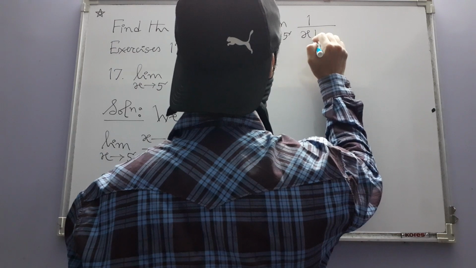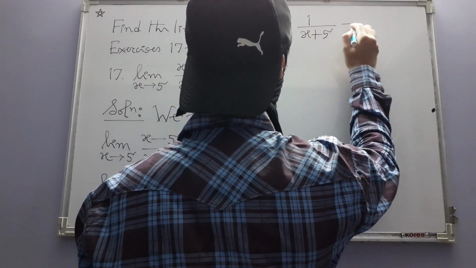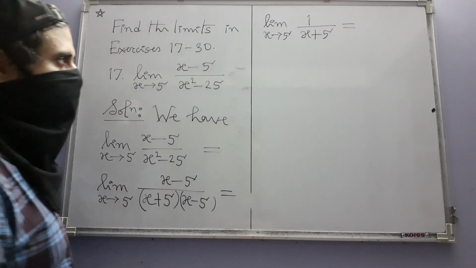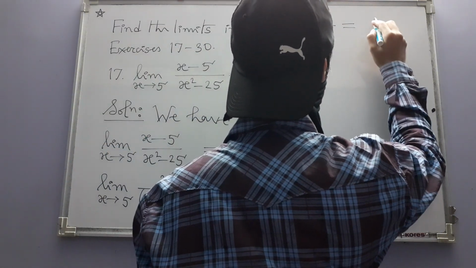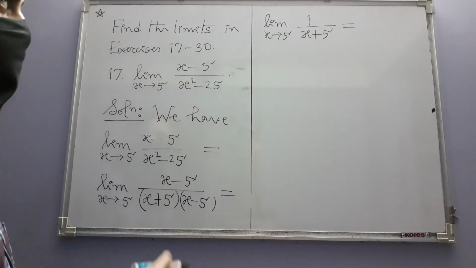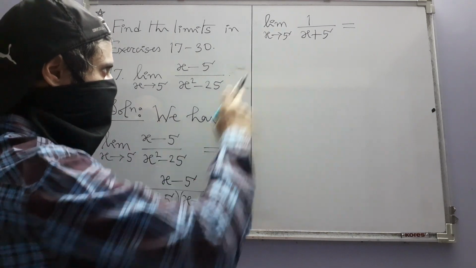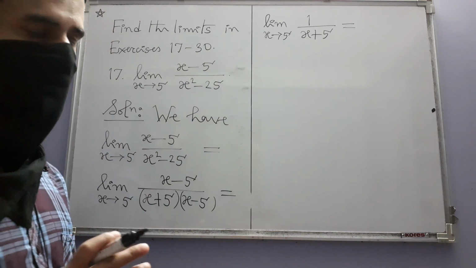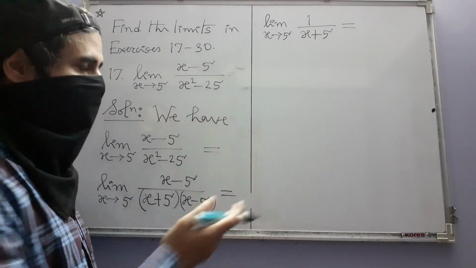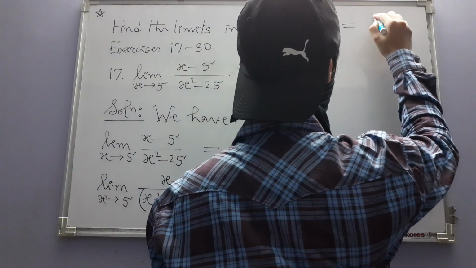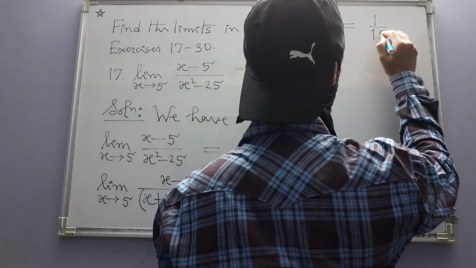One over x plus 5, which by the quotient rule equals 1 over the limit of x plus 5, and the limit of x plus 5 as x approaches 5 is 10, which is not equal to 0, and in fact that's why we are able to apply the quotient rule here. So that means the answer is 1 over 10.